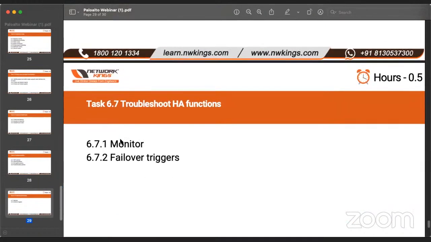This does not require a different session, because it will be covered over the HA session itself. It's very straightforward. So this is what we're going to cover.